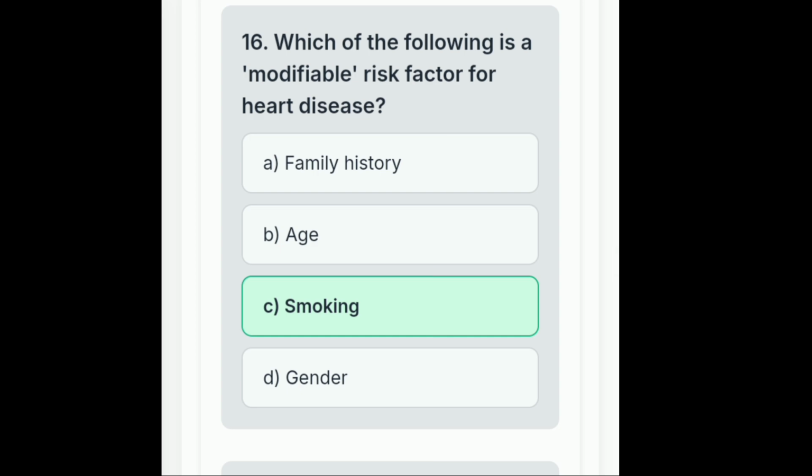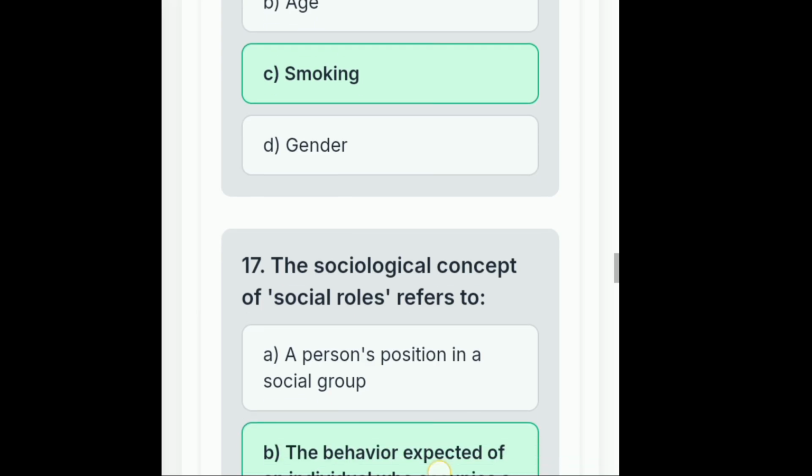Which of the following is a modifiable risk factor for heart disease? Option A, family history. Option B, age. Option C, smoking. Option D, gender. So smoking is the correct answer.